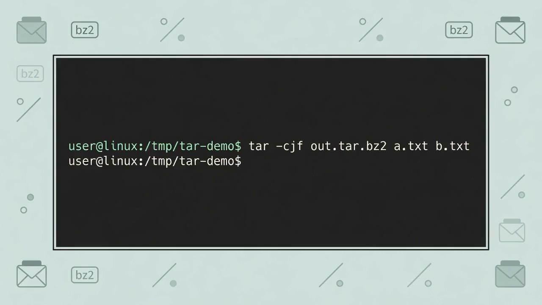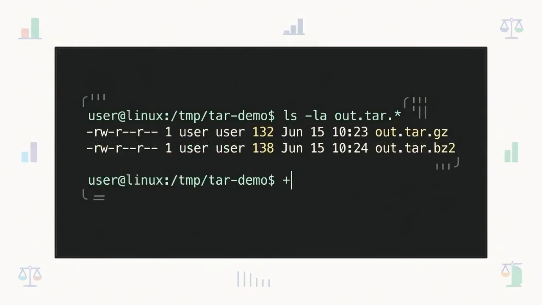Now let's list both archives with ls -la to compare their sizes side by side. You can see out.tar.gz is 132 bytes while out.tar.bz2 is 138 bytes. On tiny files like these, bzip2 overhead can make it slightly larger, but on real-world data bzip2 typically wins on compression ratio.